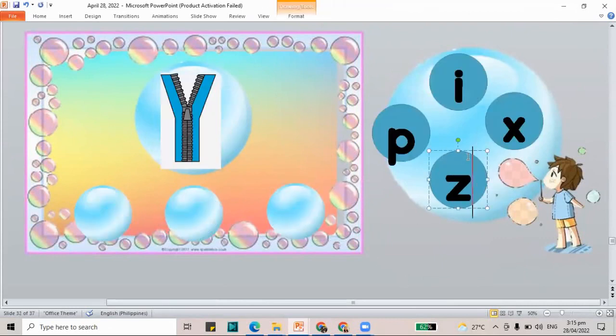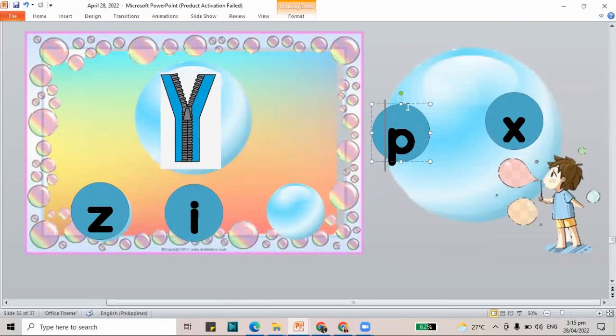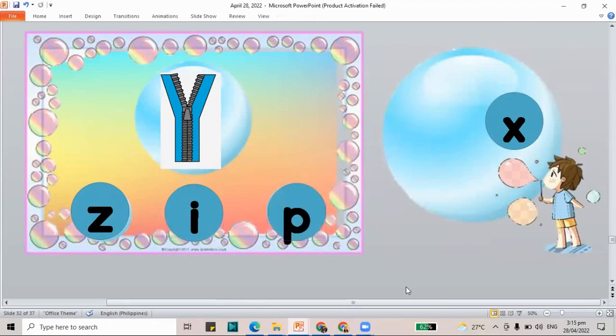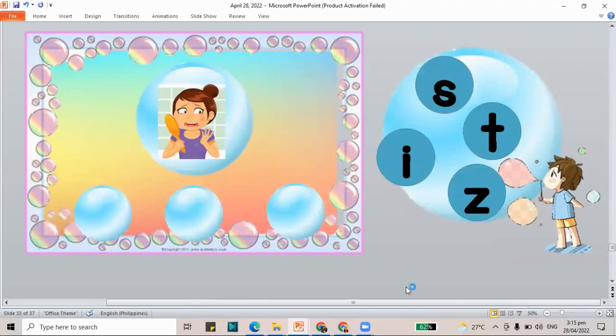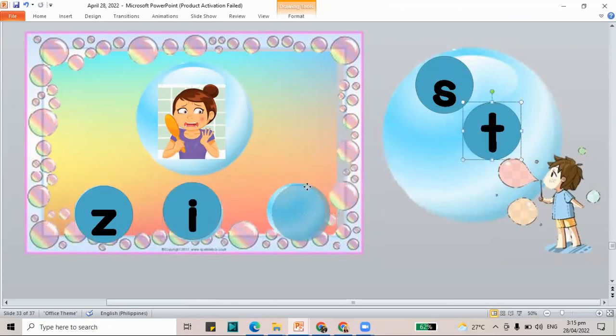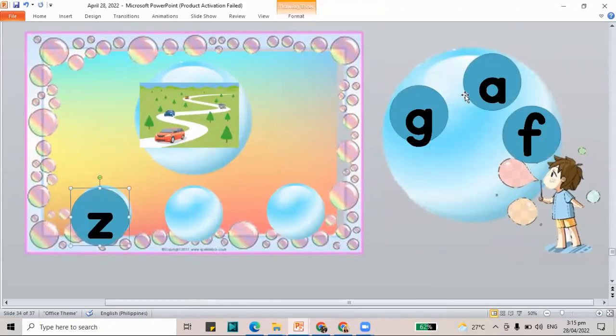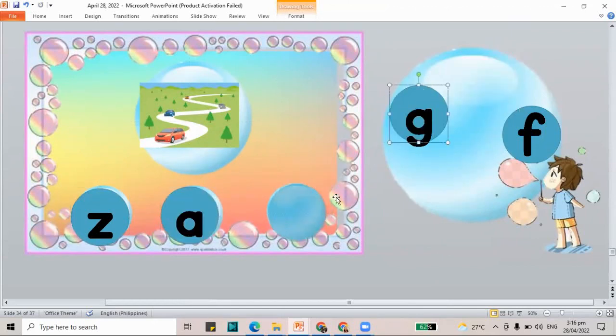Another one, it's zip. Z, I, and what's next? P sound at the end, letter P, zip. I will zip the zipper closed. Then we have another word for pimple. It's the zit. We have the letters Z, I, and letter T, zit. Next, the road is not straight, it zags. We have Z. Next one, A, and G sound at the end, letter G, zag.